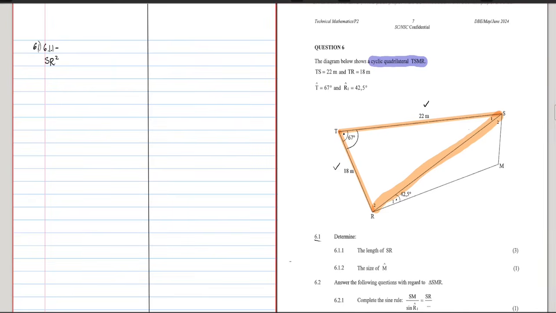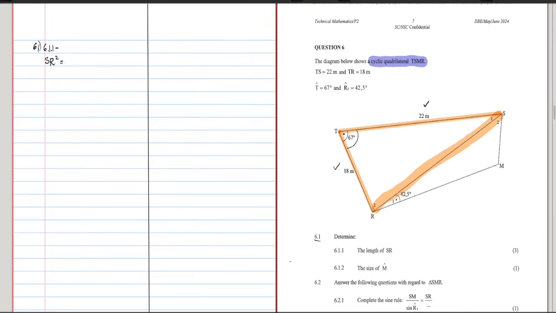Now look, I'm given side TS is 22, I'm given side TR is 18, and an angle between those two given sides. We're going to have to apply the cosine rule. All right, so this is 6.1. I don't know, but let's do it anyway, dividing the page like this. So this is 6.1. We want to calculate SR, so we're going to use the cosine rule.